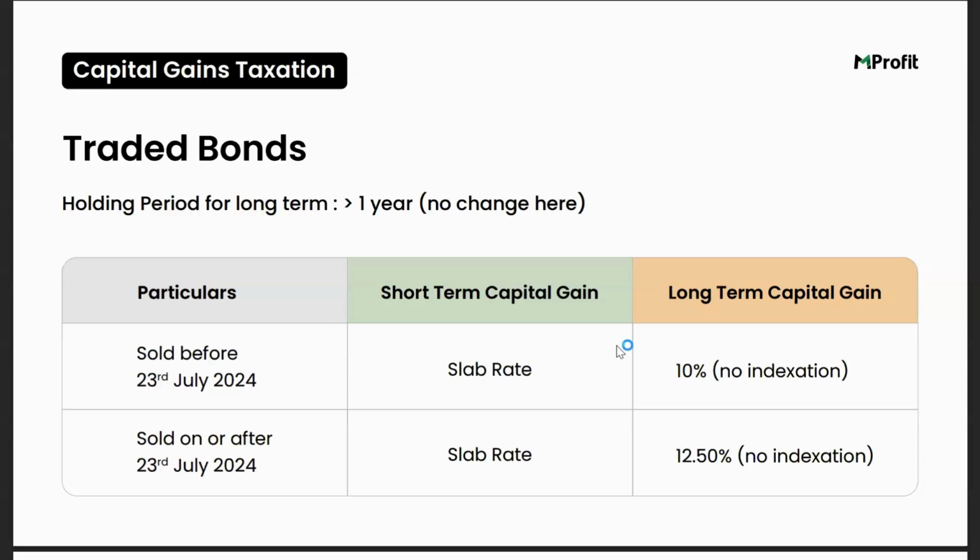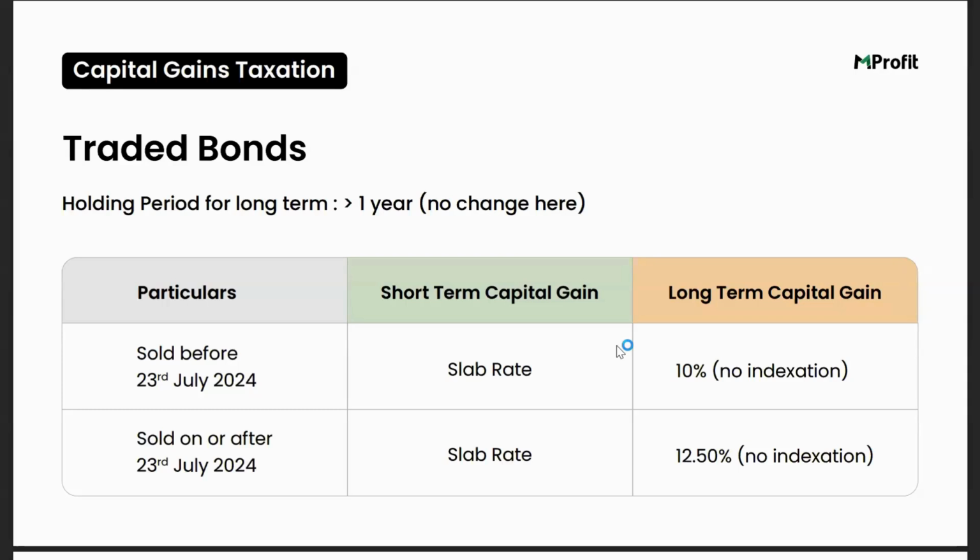Again, there are two scenarios here. If you are selling the bonds before 23rd of July 2024, the taxation for short-term gain will be slab rate, that is, it will be added to the total income. And if you are holding it for a period of more than 1 year and selling it before 23rd of July, the long-term capital gain tax will be 10%, but with no indexation benefit provided.